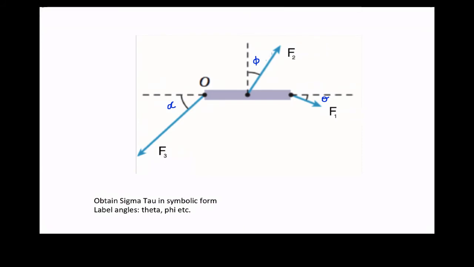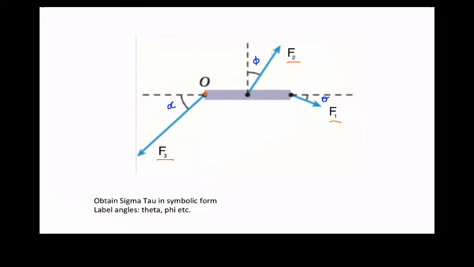Next problem, we have to obtain an expression of net torque acting on this system. This is a rectangular object pivoted around point O. So we have to find out sigma tau, the sum of all the torques acting on it as it is pivoted at point O. There are three forces, F1, F2 and F3. First thing to notice is that F3 passes through the pivot or axis of rotation, so its lever arm is 0, so the torque that it will produce will be 0.